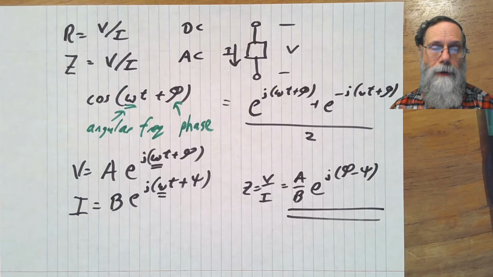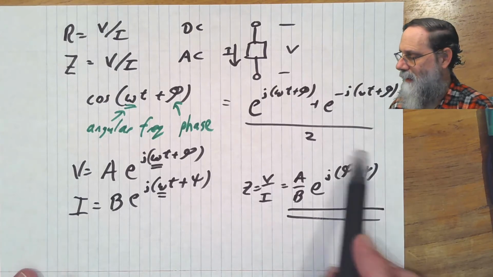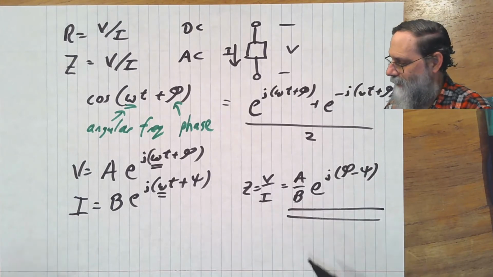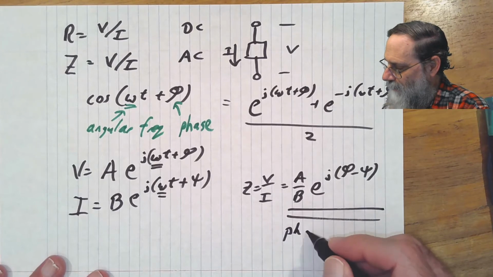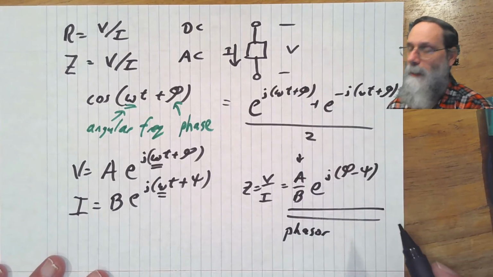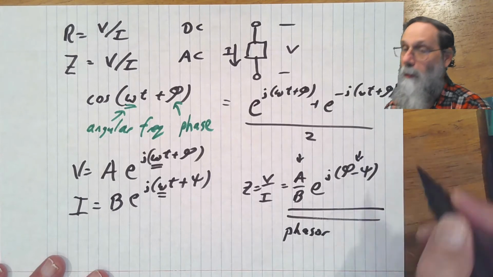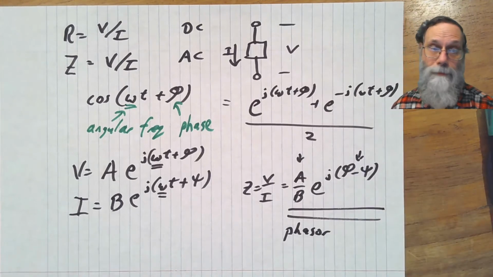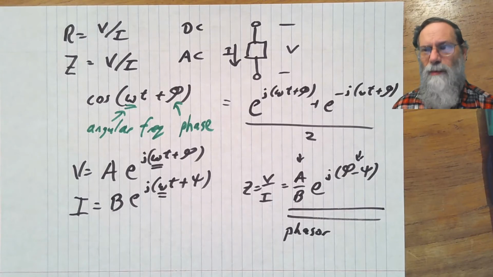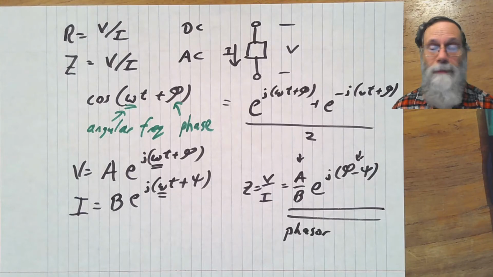And there's a fancy name for representing this complex number. It is sometimes referred to as a phasor, because it's telling you what's happening to the amplitude, and it's telling you what's happening to the phase. It doesn't really matter whether you remember the term phasor or not. It's just kind of a cool word.